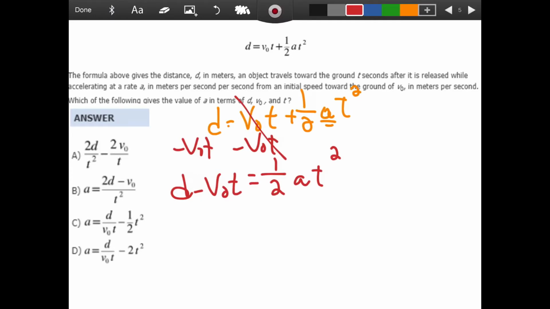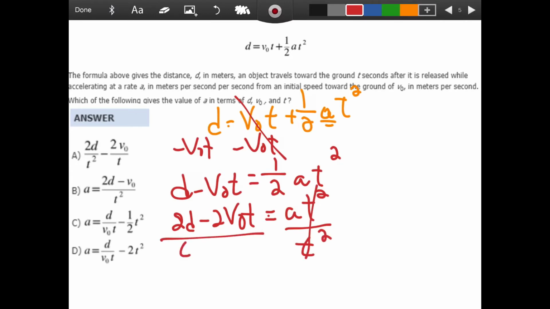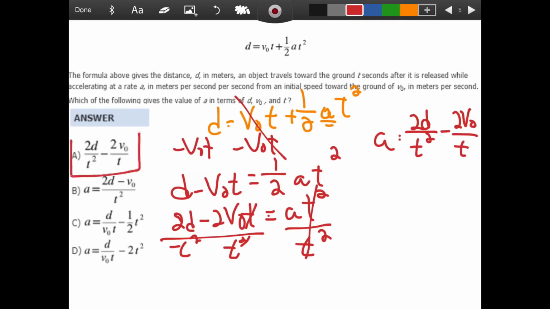Now we're going to do some cross multiplication. You can either think about it as multiplying both sides by 2, or you can cross multiply and move the 2 up. So we get 2d minus 2 v naught t equals a t squared. And now we're almost there. We're going to divide both sides by t squared. That'll cancel over here. One of these t's on this side will cancel, and we should get a final expression of 2d over t squared minus 2 v naught over t. And if we look at the answers, this is choice A.